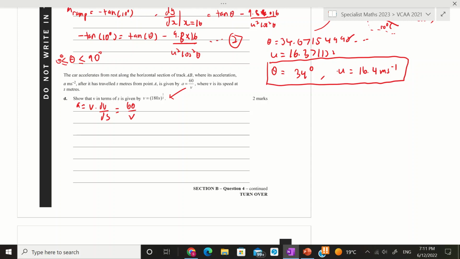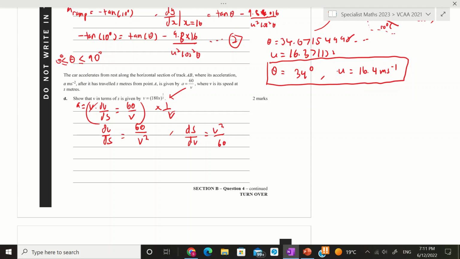Now we try to solve this. I want to get rid of the v on this side, so I'll multiply this whole thing by 1 over v, right? Then dv on ds gives me 60 on v squared. Then obviously we have the top variable as the variable in this equation, so we have to flip it. So instead of dv on ds, we have ds on dv is equal to v squared on 60.